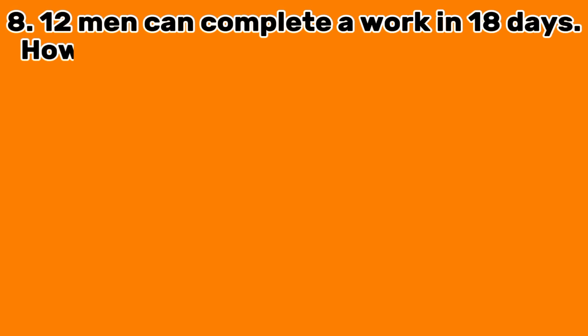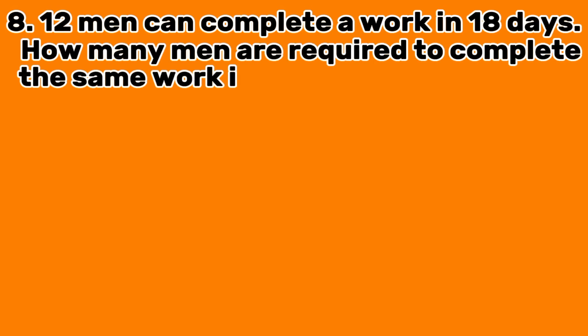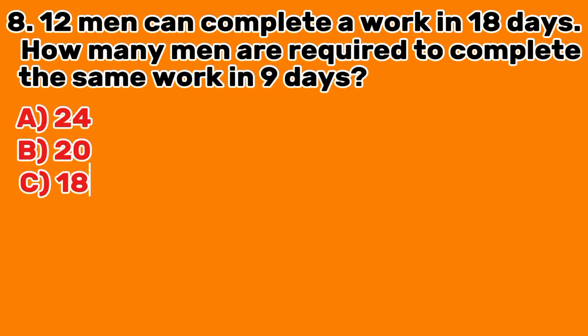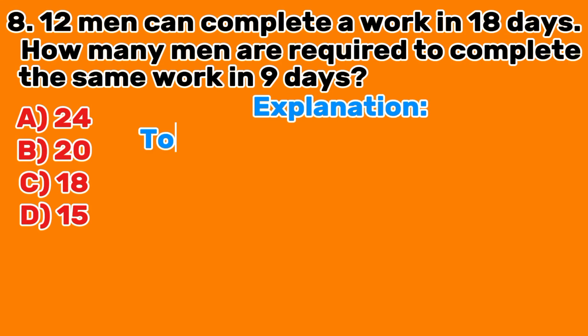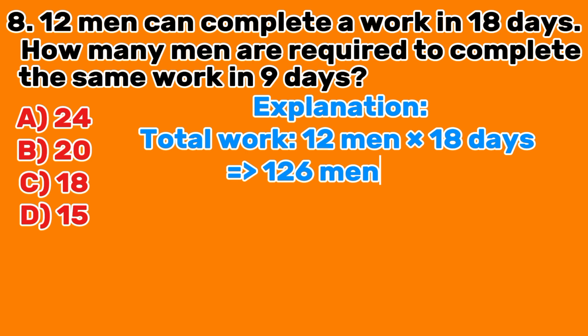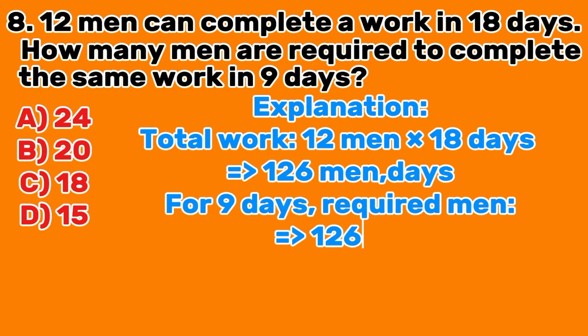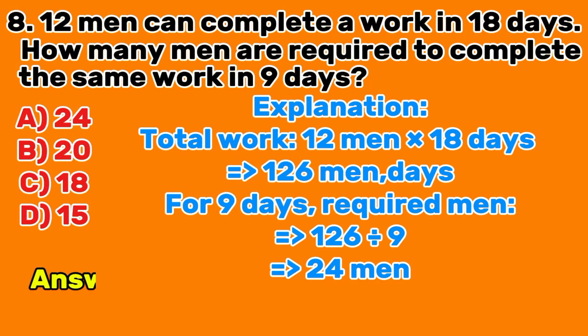8. 12 men can complete a work in 18 days. How many men are required to complete the same work in 9 days? A. 24. B. 20. C. 18. D. 15. Explanation. Total work, 12 men times 18 days, equals 216 man-days, for 9 days. Required men equals 216 divided by 9, equals 24 men. Answer A. 24.